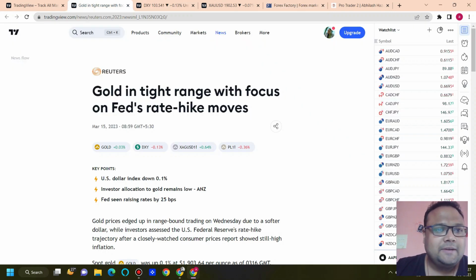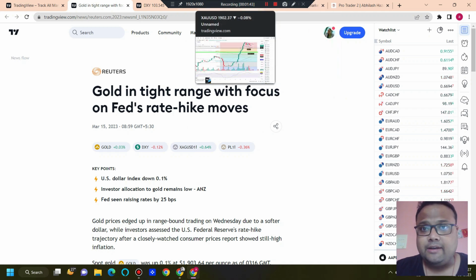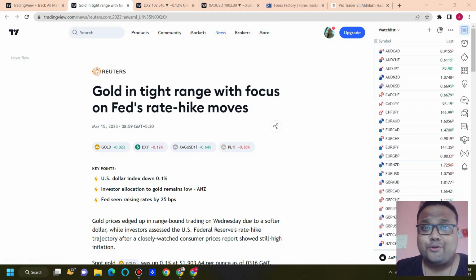As you can see here, gold is in a tight range with focus on Fed's rate hike moves. It's mainly pointing towards the next FOMC, that is on 22nd March. Right now after the NFP and the CPI, market is mostly waiting for the FOMC statement or the next interest rate hike decision by the Fed. And yes, next FOMC will be very critical and dangerous.